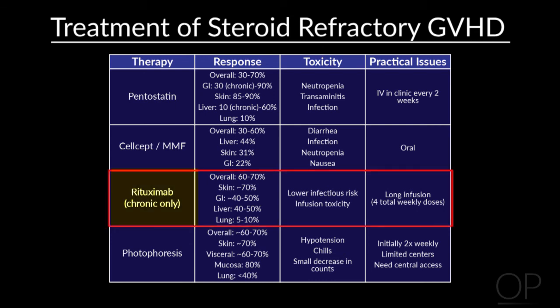Rituximab is interesting in that it doesn't target T cells, which we've been talking about as the leading cell or the leading player in GVHD. So rituximab targets the B cells, which are thought to affect the T cell activation over time. And there are some patients, especially those who have disease that presents almost with autoimmune type features, who do better with rituximab. So rituximab is very good for the skin with an approximate 70% response rate, not great for the lungs with a 5 to 10% response rate, and GI and liver being somewhere in between.